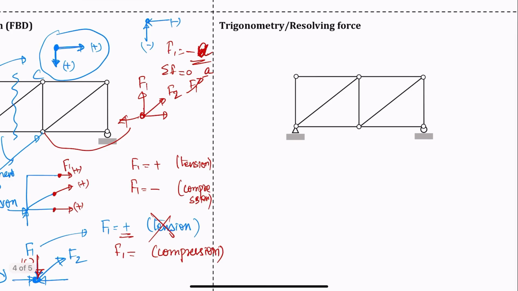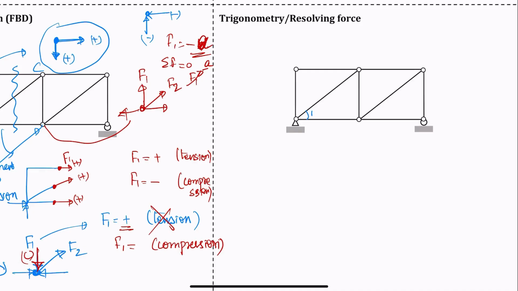That trigonometry resolving force means that, let's say this is your theta, and we know that this is a, b. You can either find the hypotenuse, which will be a square plus b square, so you use Pythagoras theorem. Or if you want to find the angle, you say tan theta is equal to perpendicular by base, so theta will be tan inverse b over a.